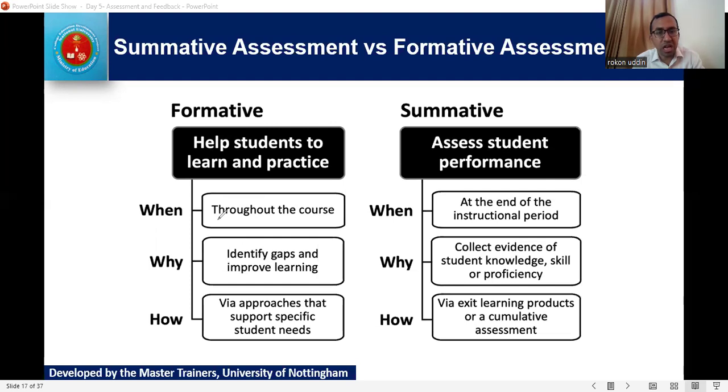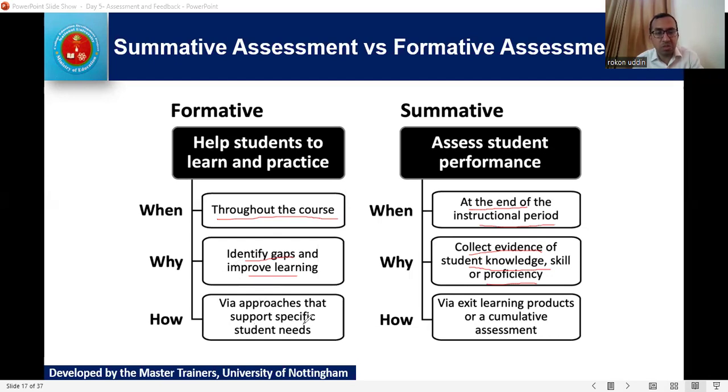Formative assessment occurs throughout the course. On the other hand, summative assessment occurs at the end of the instructional period. The aim of formative assessment is to identify the gap and improve learning. The aim of summative assessment is to collect evidence of a student's knowledge, skill, or proficiency. We give some grade or rating on the skill, knowledge, and proficiency that our students achieve.